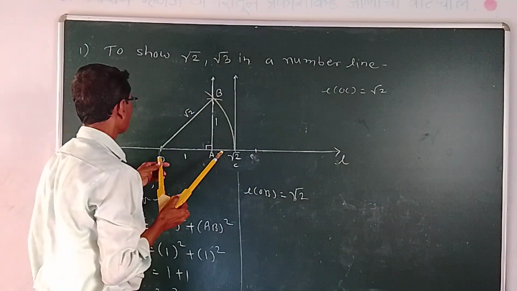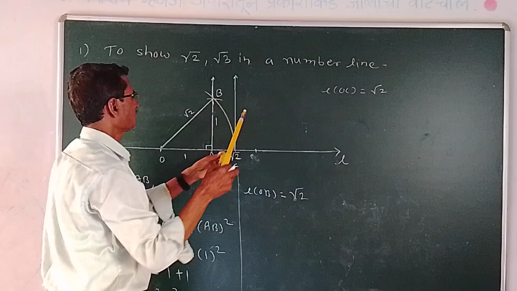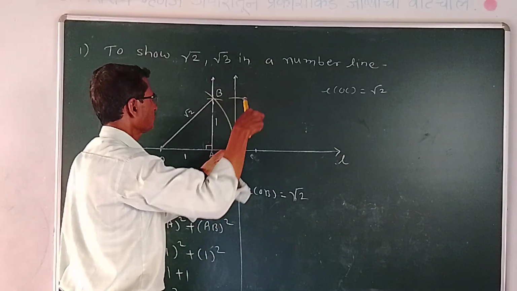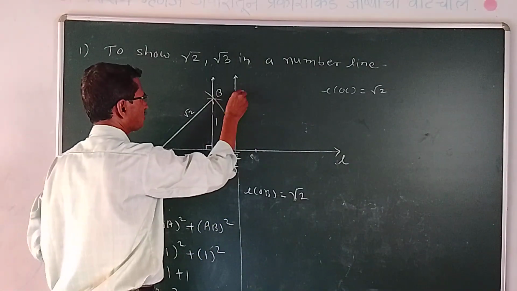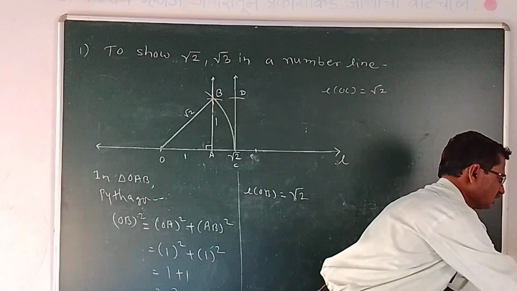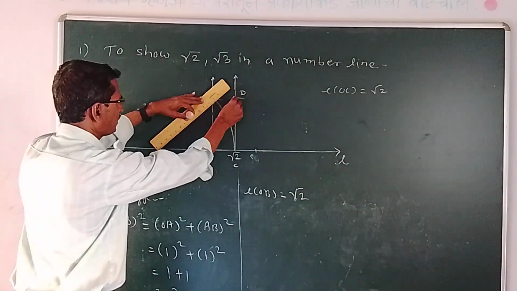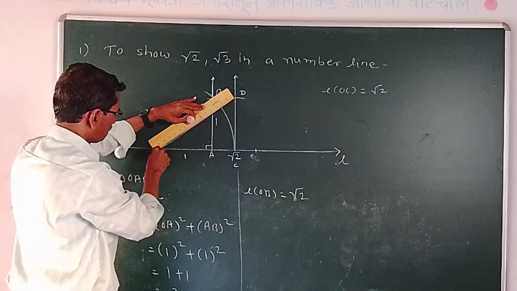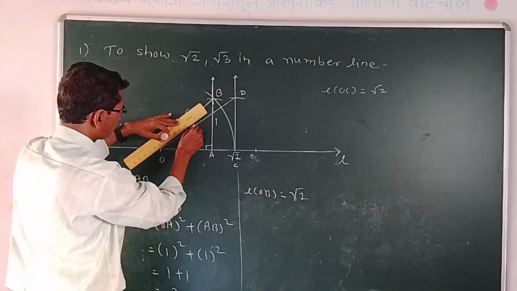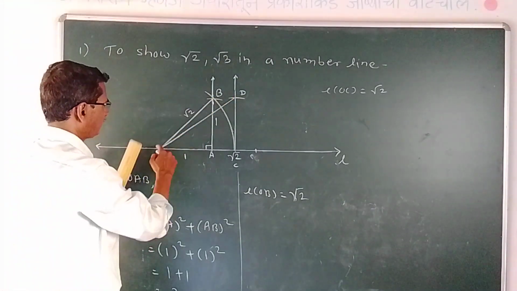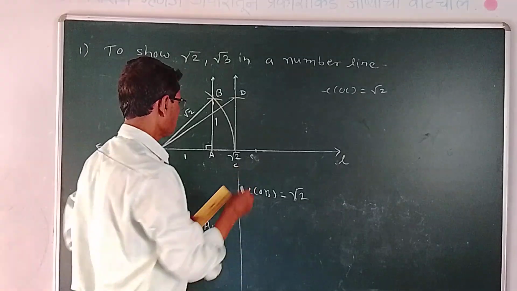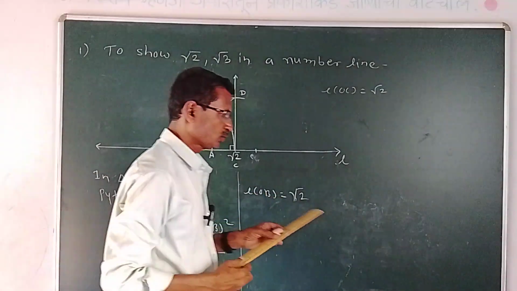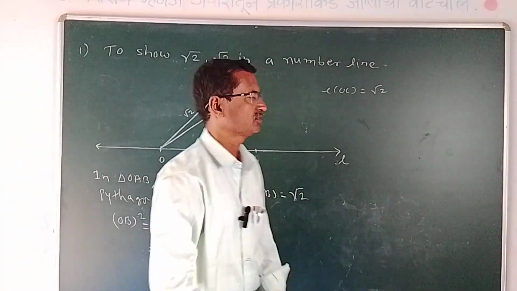Now take a distance of 1 unit, equal to OA, from this point C. There is 1 unit. Give the name D to this point. Now join points D and O. Here also you have to use the Pythagoras theorem to find the distance OD. It is also a right angle triangle, so OD is the hypotenuse.